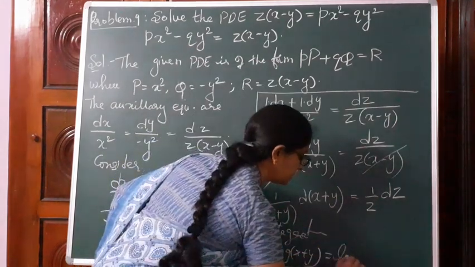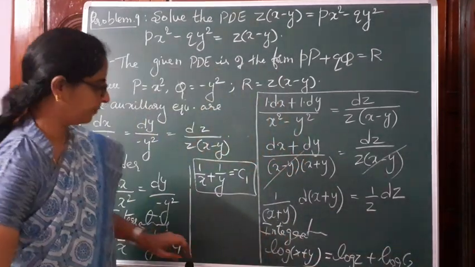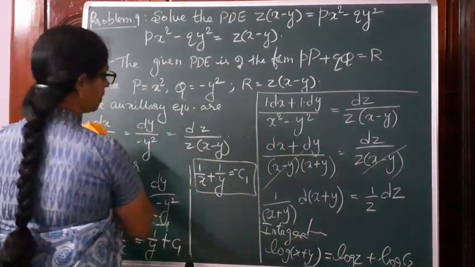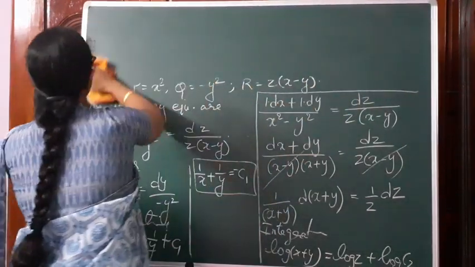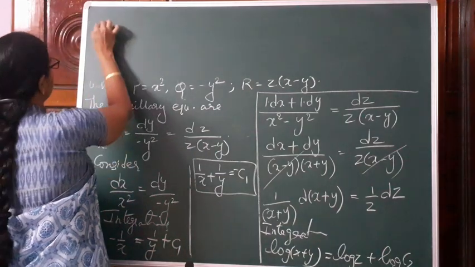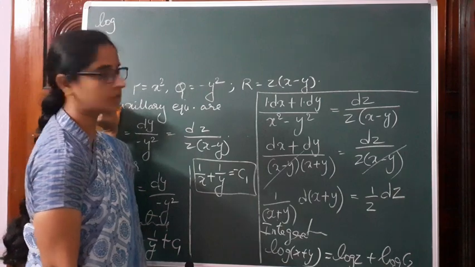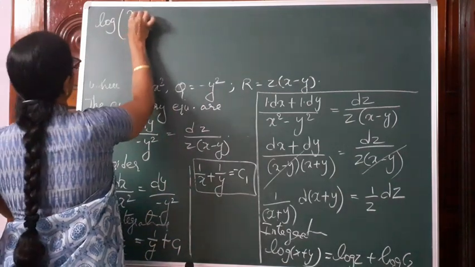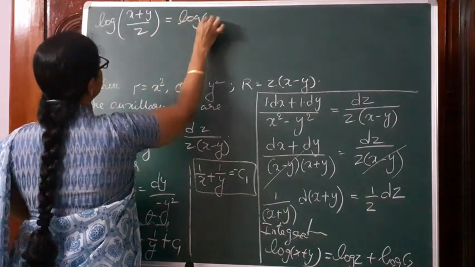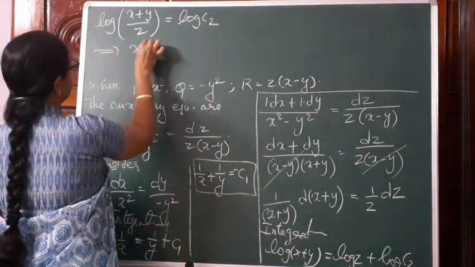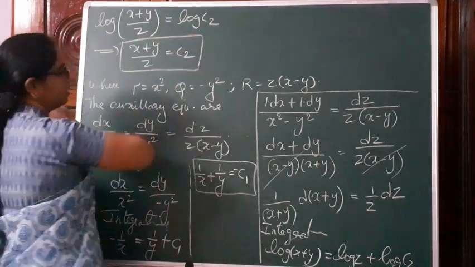Integral of 1 by z is log z plus, I take it as log c2. So we got log of x plus y is equal to log z plus c2, which can be written as log of x plus y minus log z. Log a minus log b gives log a by b. Therefore, log of x plus y by z is equal to log c2, or x plus y by z is equal to c2 is the second solution.